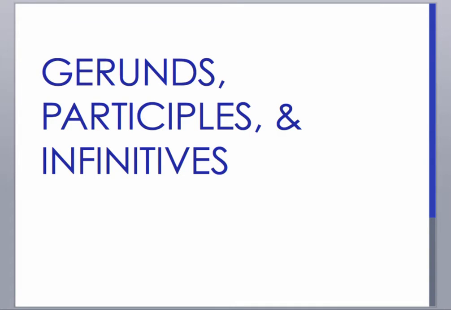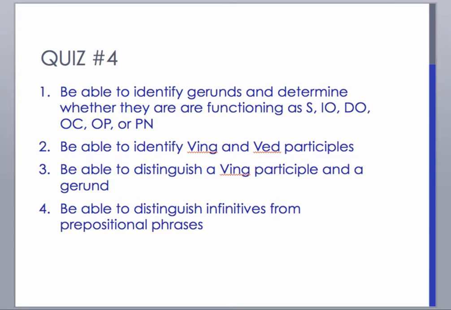So this video is just a quick review of the essential information that you need to know for quiz number 4. In quiz number 4, you need to be able to identify gerunds and determine whether they are functioning as subjects, indirect objects, direct objects, and so on within a sentence, right? So be able to look at a sentence, identify the gerund, and then state its function.